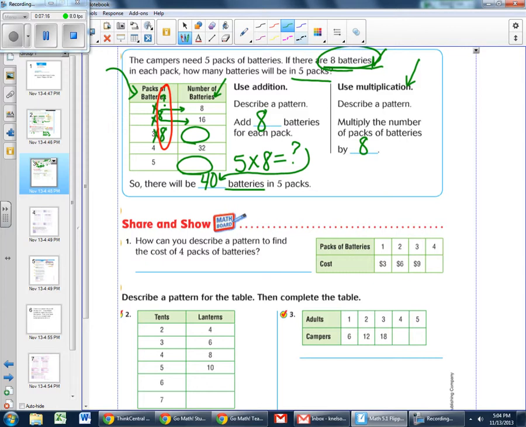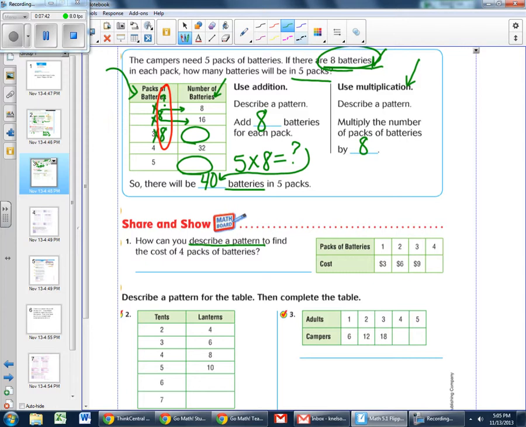Okay, make sure that your page looks like mine so that you understand what we're doing. We'll move on to show and share, but if you need time to finish filling in this page or go back and understand it, please press pause. For share and show, again, it wants us to describe a pattern. How can you describe a pattern to find the cost of 4 packs of batteries?